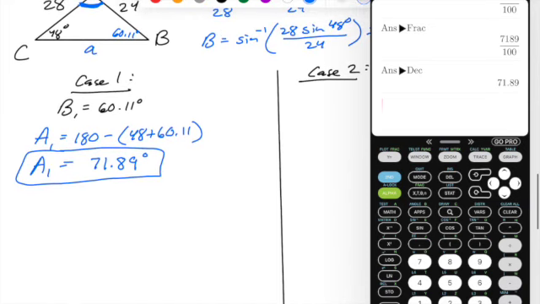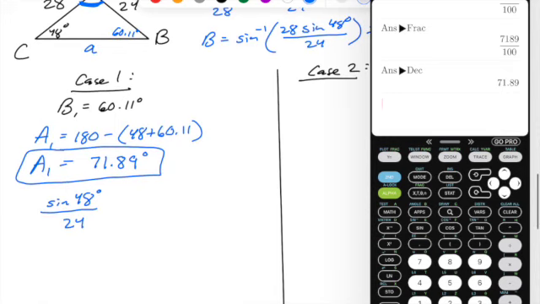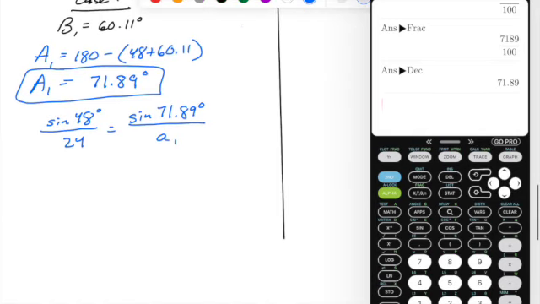So we use our law of sines, and again, I'm going to stick with the angle I was given, 48. Sine of 48 over that opposite side of 24, C and C. And I'm going to set it equal to sine of, now that I know A, 71.89 degrees, divided by side A1, and do a little manipulation, you know, cross multiply, divide, whatever you want to say here. That will be 24 times the sine of 71.89 divided by that sine of 48 degrees.